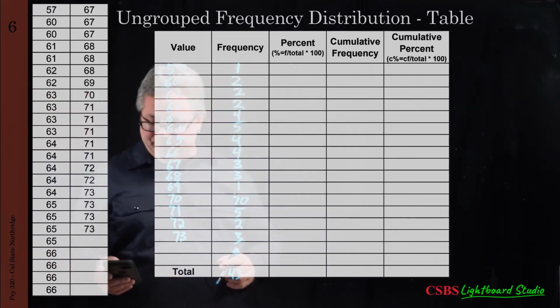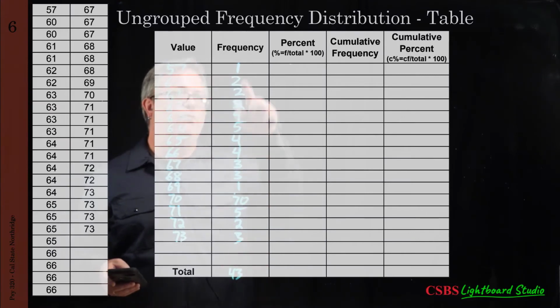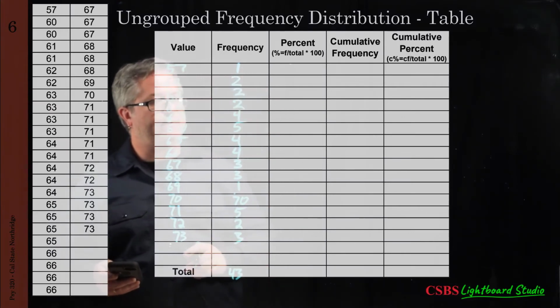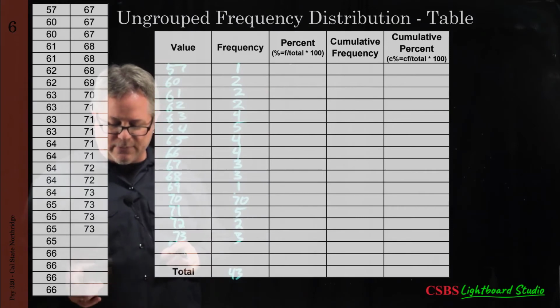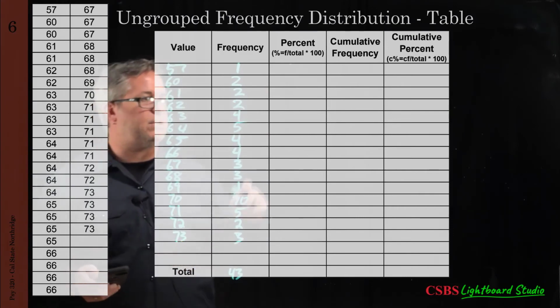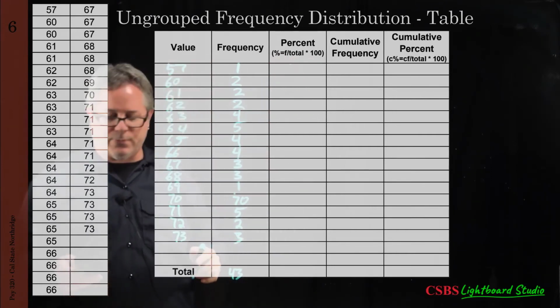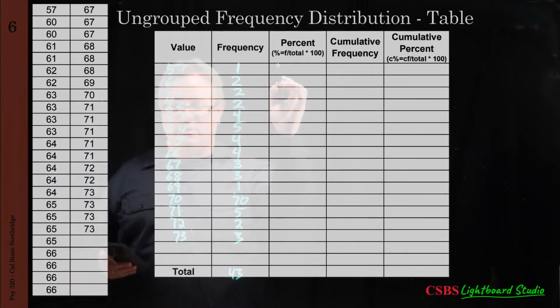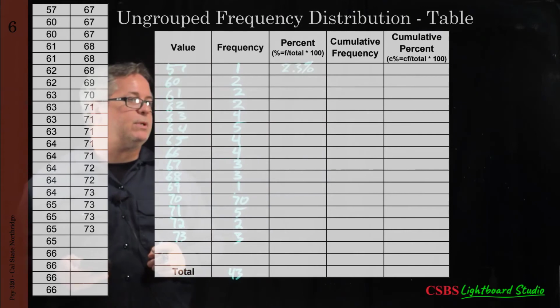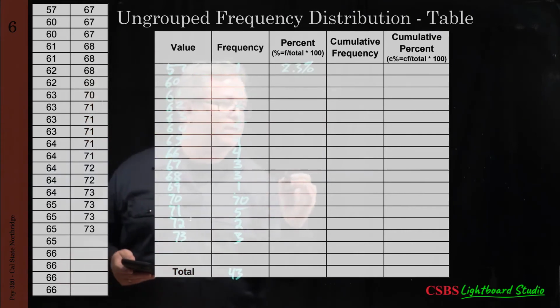So if I have a frequency of 1, that means that my lone 57 is 1 divided by 43. All right, so this says percent is frequency over total times 100. Okay, so 1 is about 2%. So let's say it's 2.3%. That's what it says. 2.3%. So any place I have a single digit like that, it's going to be about 2.3%.